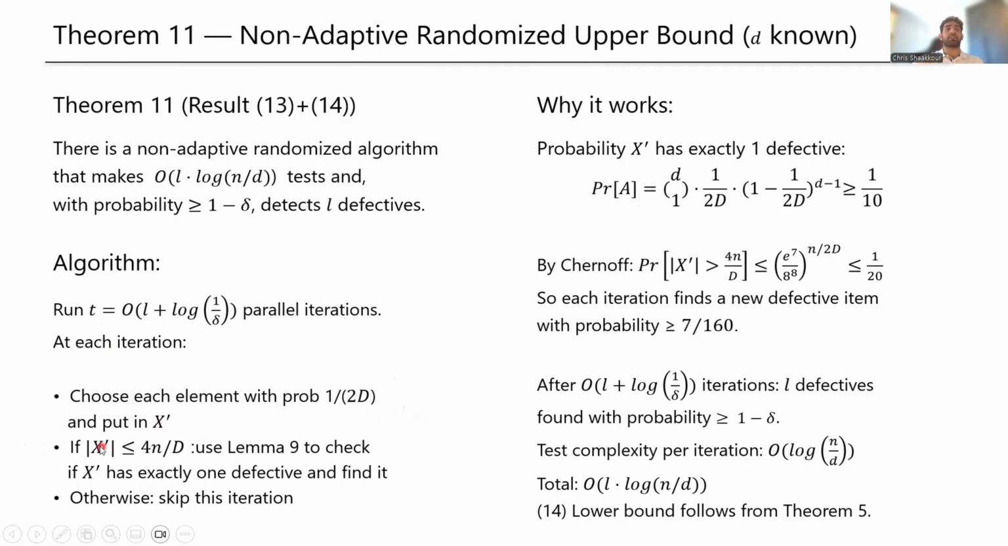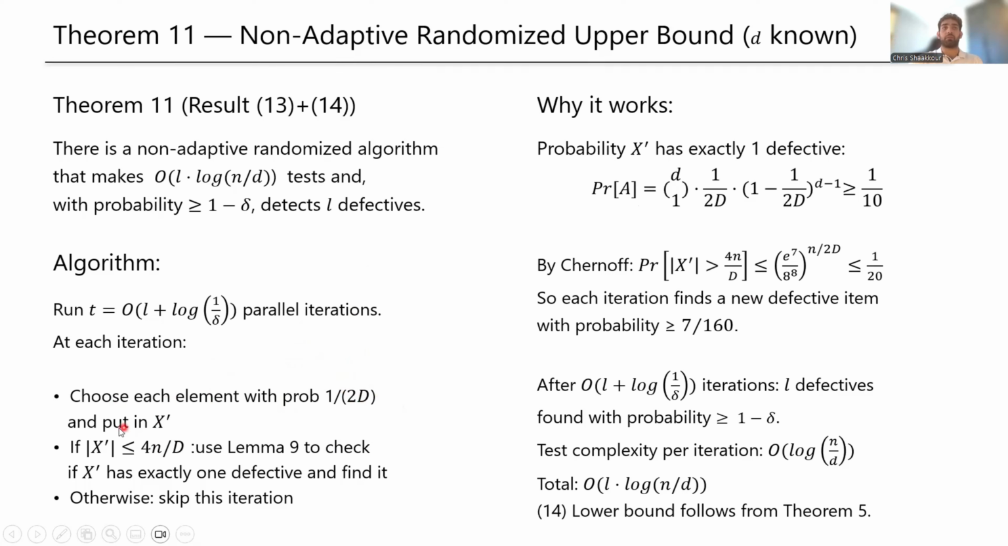And we say that if the size of X prime is smaller than 4n divided by D, we use lemma 9 to check if the group X prime has exactly one defective item, and if so, we find it. Otherwise, we skip this iteration. So we run T iterations, which is the number of tests, and in each iteration, we create an X prime set, which is a subset of the whole group X of items, with a probability for each item. So every iteration we get a new X prime set.